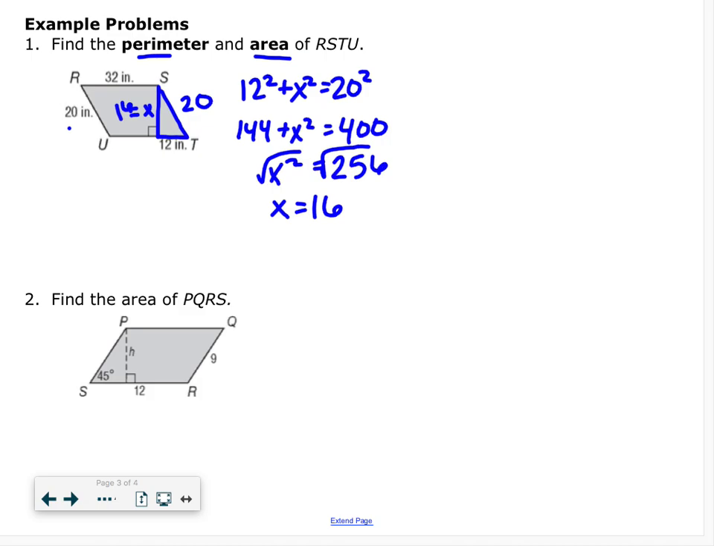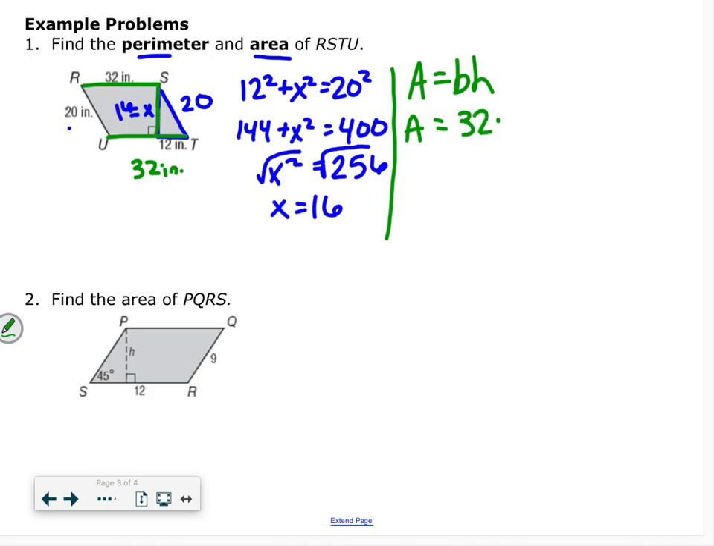I suggest always writing out the formula before you get started so we know what you're using. We have a parallelogram, so we're going to use base times height. Our base, we have 32 here, so this length is also going to be 32 inches. And then the height is what we found, that 16. So 32 times 16 should be 512 inches squared, or a square inch, so 1 inch by 1 inch square.